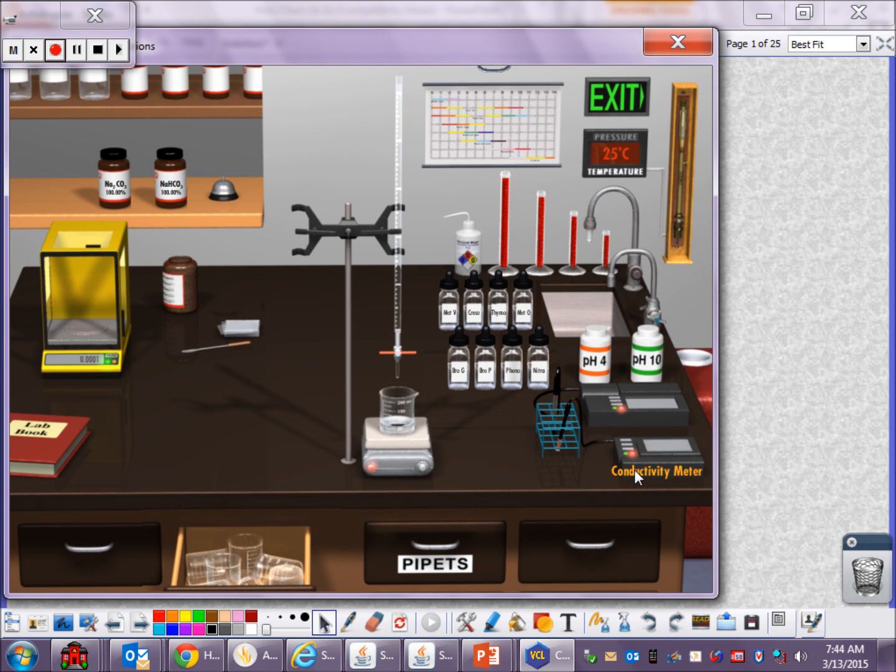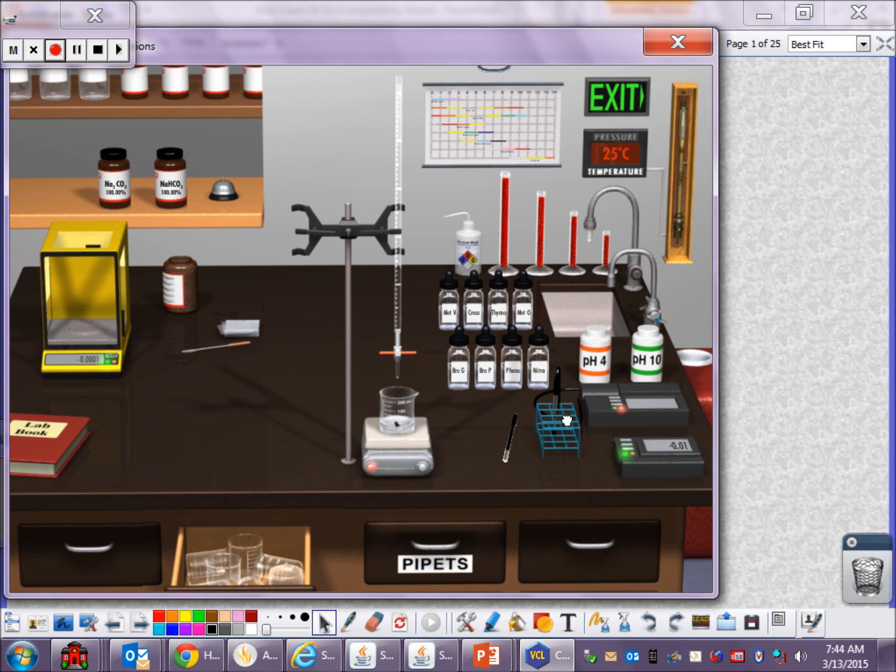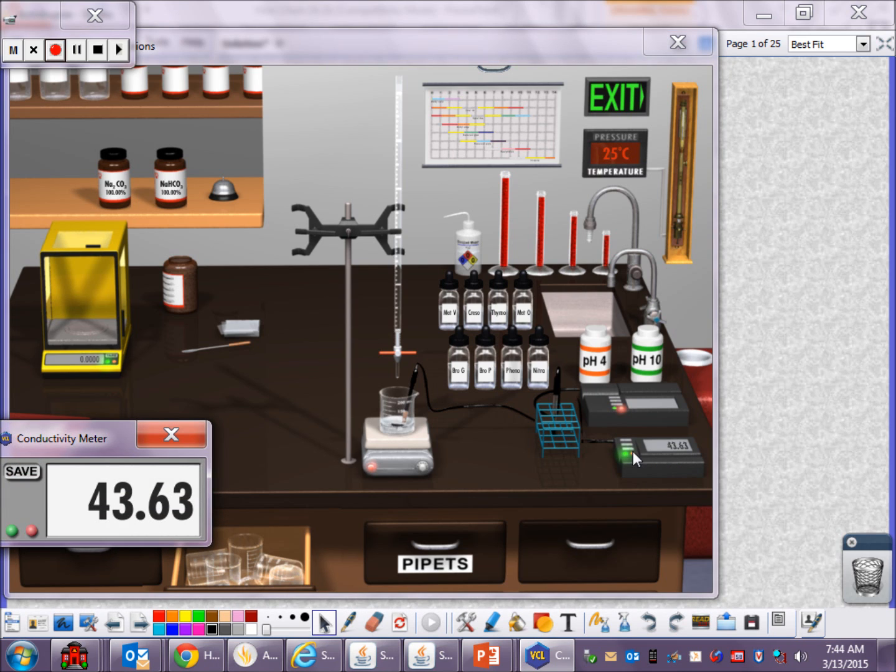I have here a conductivity meter which I will turn on. And then let me put the probe in. This is a probe for the conductivity meter. I put it in my solution. Okay, conductivity in the beaker. Let's check to see if sodium chloride will conduct electricity. Yes, it conducts electricity.